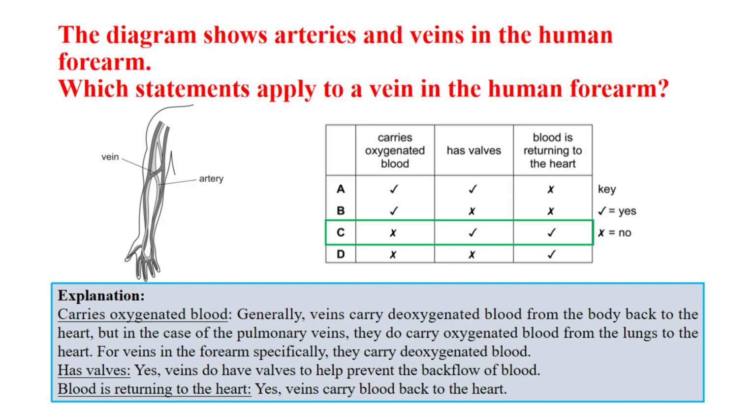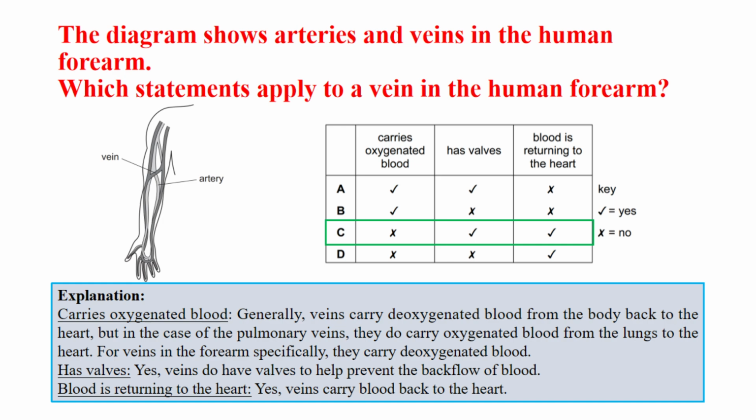In this question we are exploring the functions of veins in the human forearm. Let's clarify some common characteristics of these veins by evaluating some statements. 1. Carries oxygenated blood. This statement is incorrect for veins in the human forearm. Veins in the forearm typically carry deoxygenated blood back to the heart. The only exception is the pulmonary veins, which carry oxygenated blood from the lungs to the heart, but this is not applicable to the veins in the forearm.